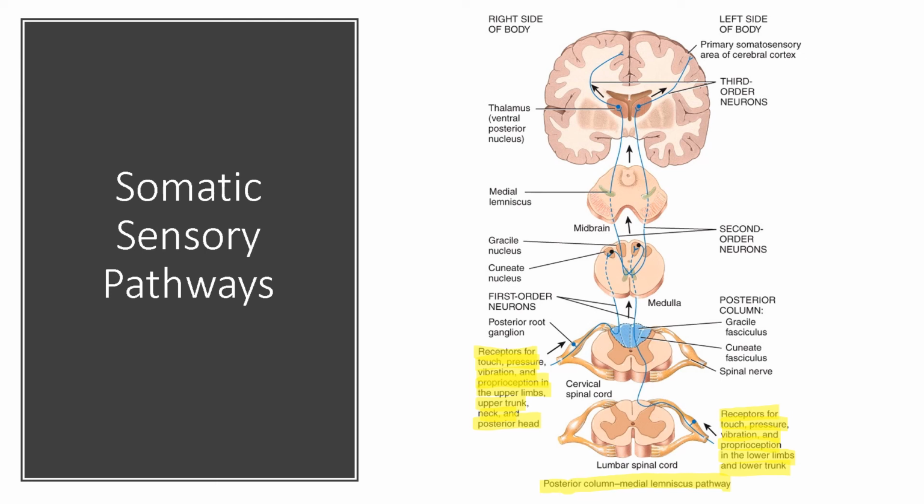So these first order neuronal axons are going to come into the spinal cord, and they're going to ascend to the medulla oblongata on the same side of the body. So they're going to ascend on the same side as they came in.